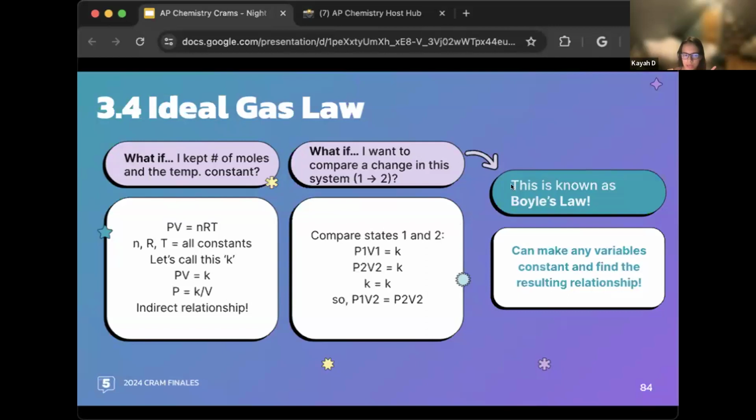If you keep the moles and temperature constant, what you are left with are n, R, and T being constants, and you call that K. That gives you PV equals K, and then P equals K over V, which is an inverse relationship. If you want to compare two systems, you have P1V1 equals K and P2V2 equals K. Then K equals K, so P1V1 is equal to P2V2. And you can make any variables constant and find the resulting relationship.